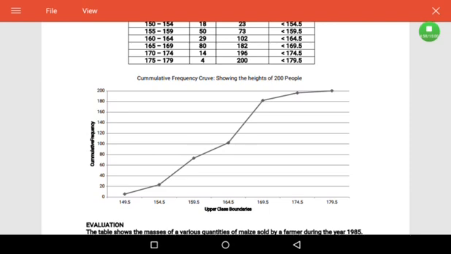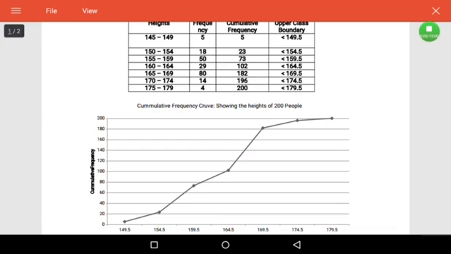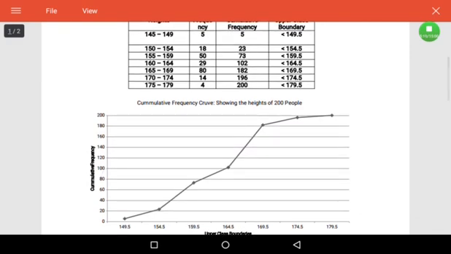Then for the horizontal scale, just transfer what you have. I have 149.5 to 179.5. Transfer it exactly the same, exactly the way you saw it. So I wrote 149.5, 154.5, etc. up to this. Now we are done. You plot. You can see we are going to plot 5 against 149.5.